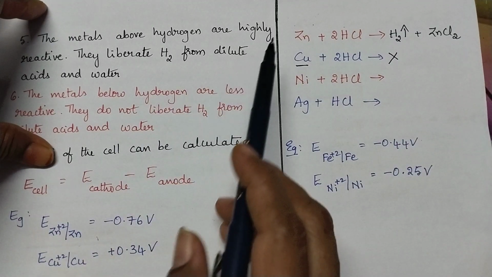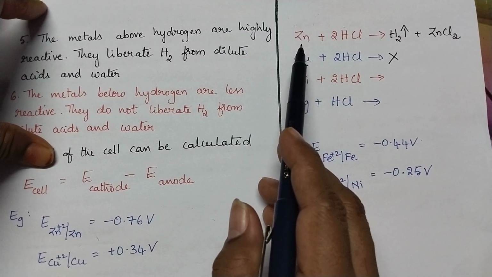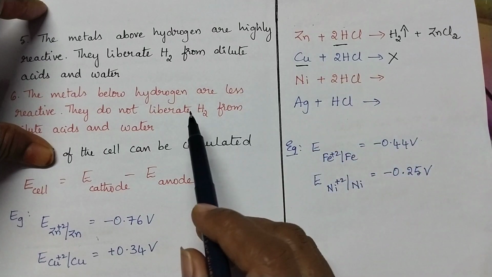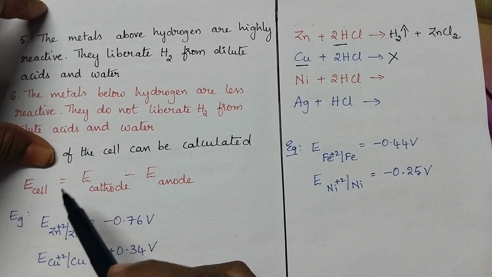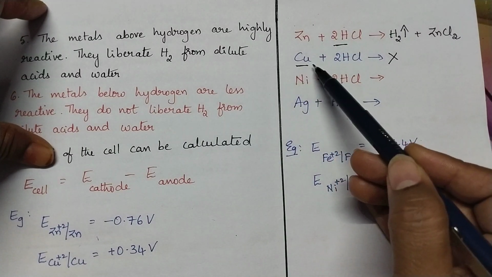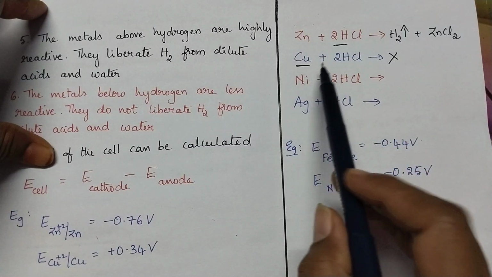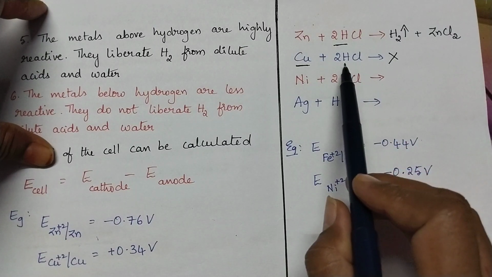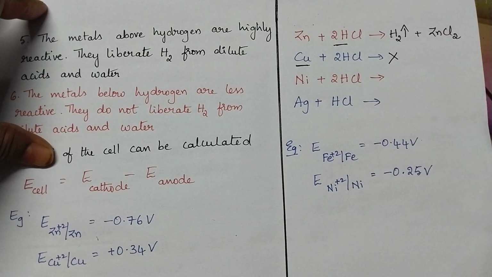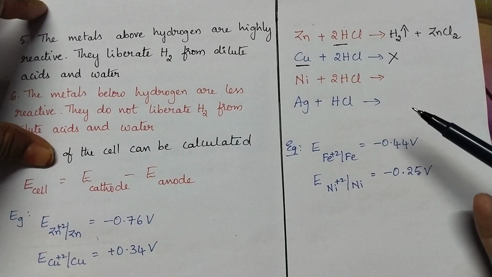Clear, students? If the metal is placed above hydrogen, that metal is called an active metal and is capable of liberating hydrogen from the acid. Whereas if the metal is placed below hydrogen, that means it is a noble metal and it does not replace hydrogen from the acid. That means there will be no reaction. Similarly, let us consider a few more examples.